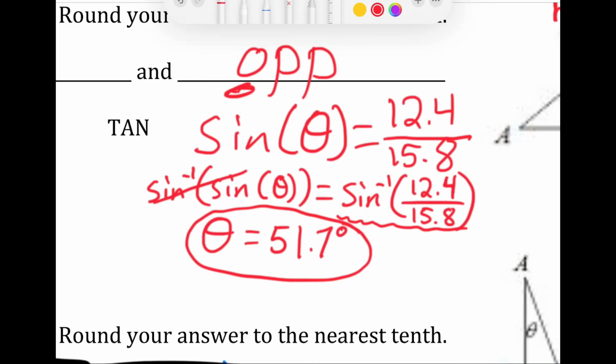A reminder from that video that shows you how to put it into the calculator: make sure you are in degree mode. Every single time that you clear out your calculator, it will revert back to radian mode, and we are not dealing with radians right now.